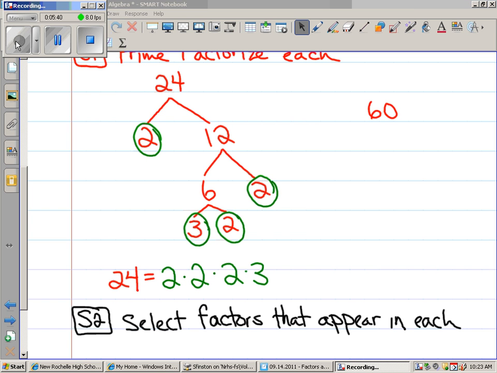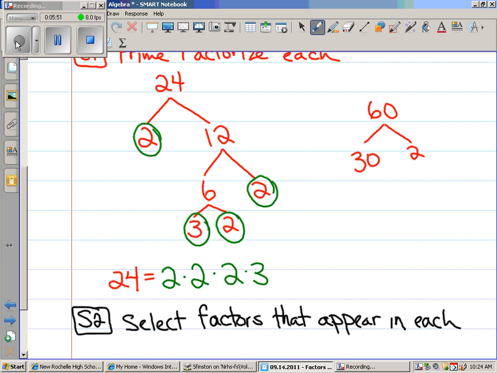All right. Now let's prime factorize 60. Give me two numbers that multiply to be 60. I'll take 30 and 2, and there's one of them right there. Give me another one. 15 and 2. And there's another one. 3 and 5. And there are the remaining ones.